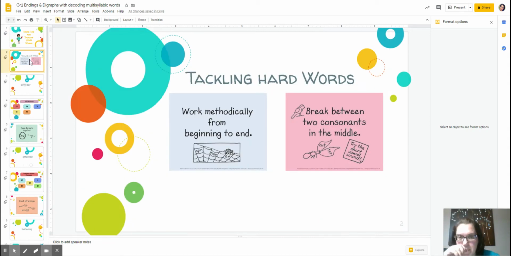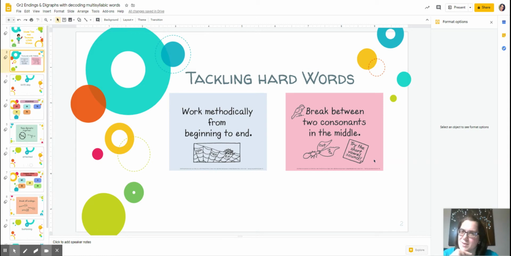Now, we've already been spending some time on how we work methodically from the beginning to the end of words. We break apart our words into syllables and we work from the beginning all the way to the end. And then last week we spent some time looking at breaking our words when we saw two consonants in the middle. We broke it apart and then we separated out our syllables to figure it out. And we knew that those are called closed syllable words, which means they had a short vowel sound.